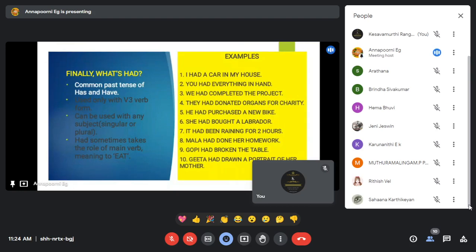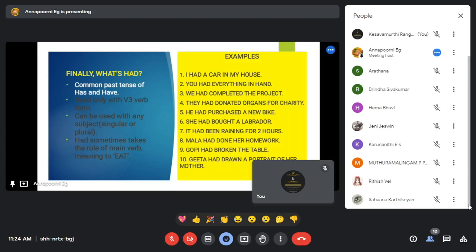Okay, so last 4 sentences, Akilan, you can read it. 7, 8, 9 and 10. Yes, ma'am. Seventh one, it had been raining for 2 hours. Eighth one, Mala had done her homework. Ninth one, Gopi had broken the table. 10th one, Geeta had drawn a portrait of her mother.